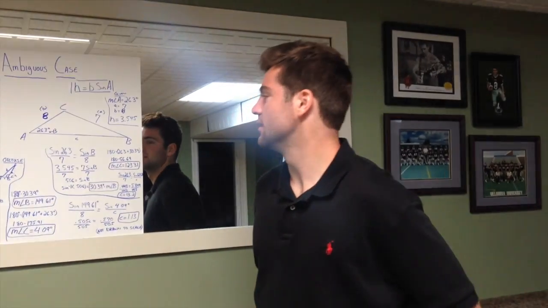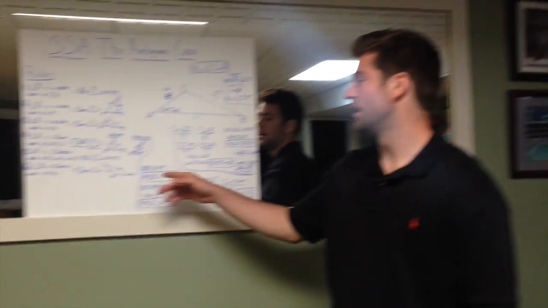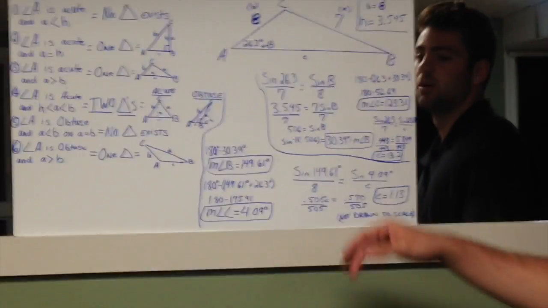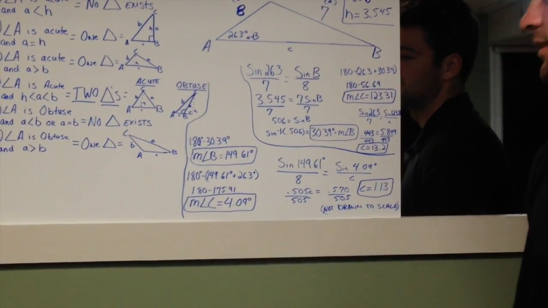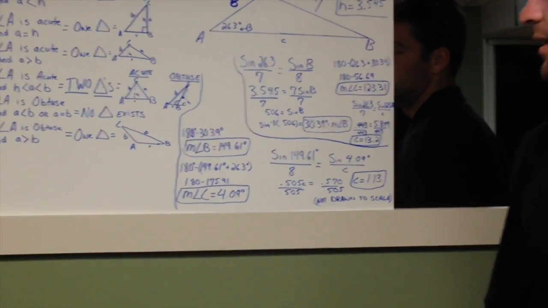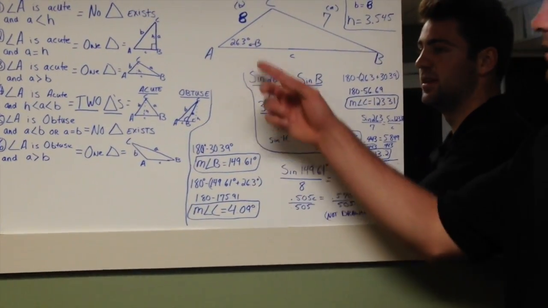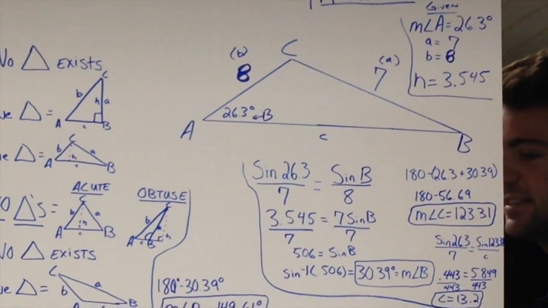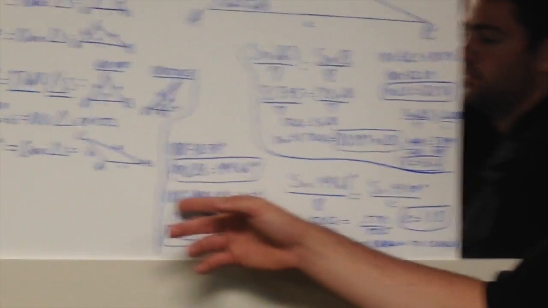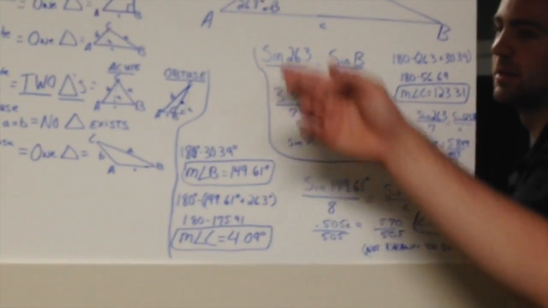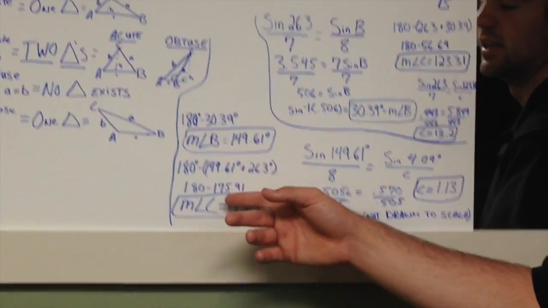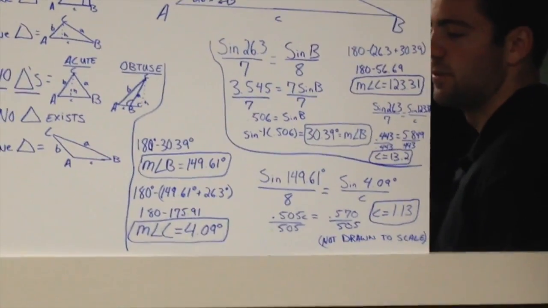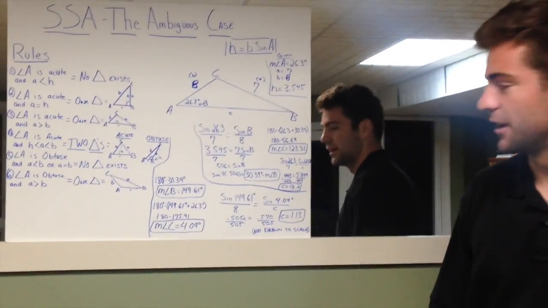And then once you learn this, you can solve for the obtuse version of the triangle. So to do that, you're going to have 180, and you're going to subtract what you found for your measure of angle B. So I subtracted 30.39 from 180 and got 149.61. So that's the obtuse measurement of angle B, and that would be this dotted triangle right here. And then once I did that, I added 149.61 plus 26.3 because I was given that angle, and that got me 175.91. And when I took that from 180, I was left with 4.09, and that's the measure of angle C.